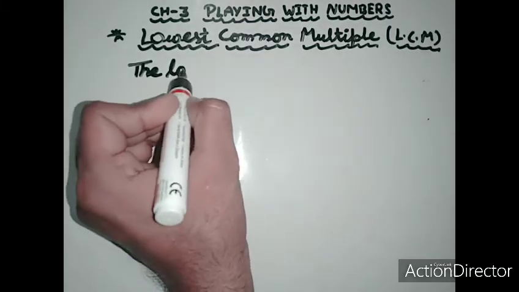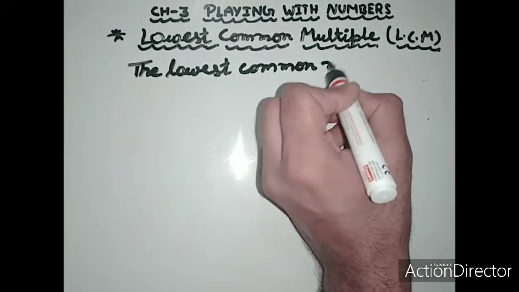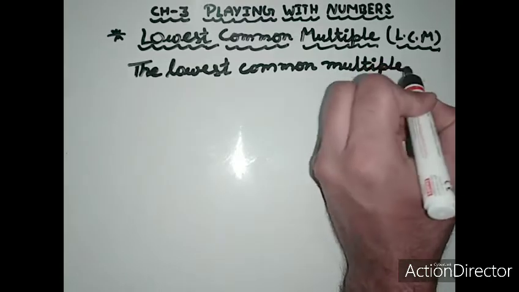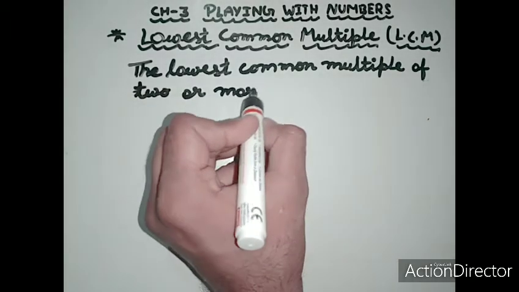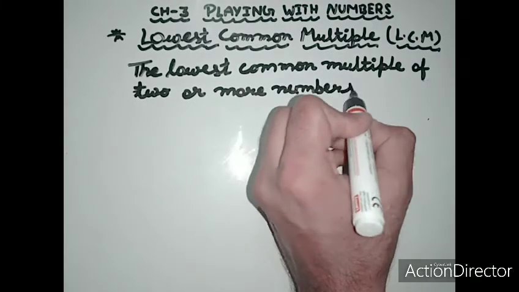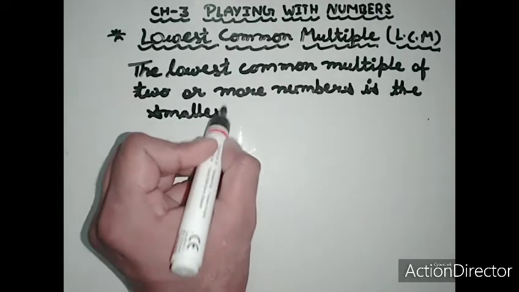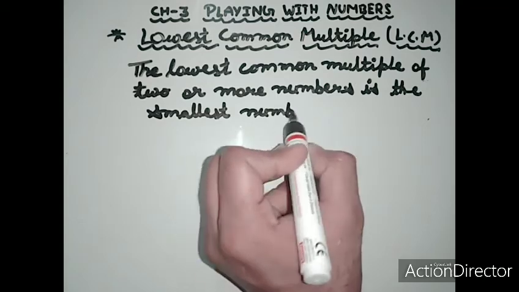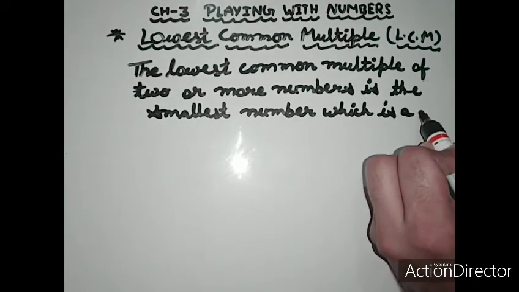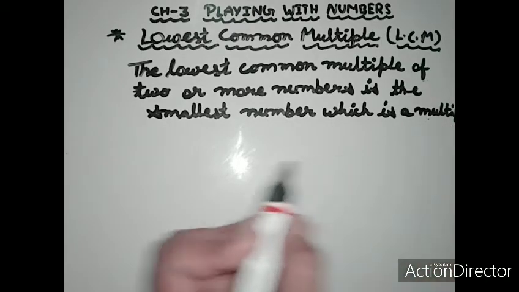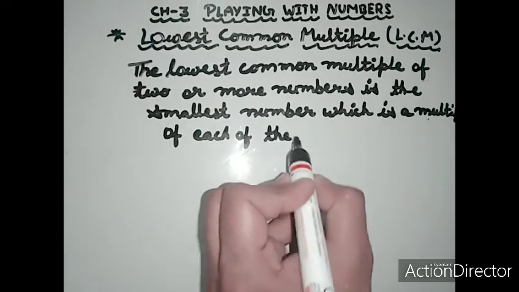The lowest common multiple of two or more numbers is the smallest number which is a multiple of each of the numbers.